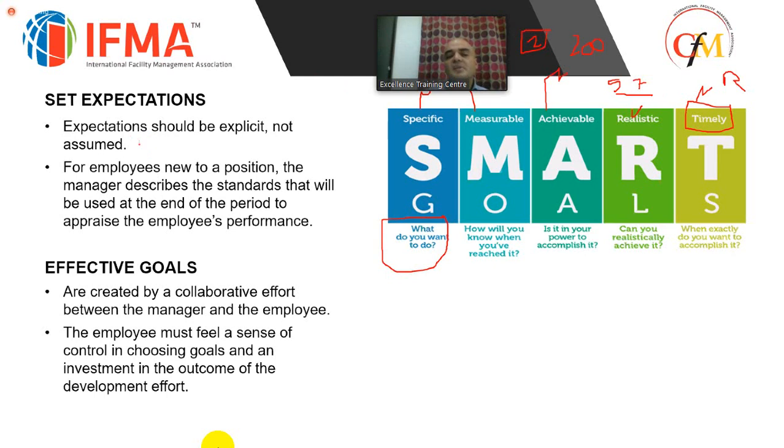Setting expectations: expectations should be explicit, not assumed. Very frequently, employees fail because they don't know what management needs from them, because management is not clear about what they need. A golden rule in talking to employees: do not assume that they understand what we want. You have to be very explicit about what you want. You are weak in this, you need to improve in this. I need this to be done. This is my priority.